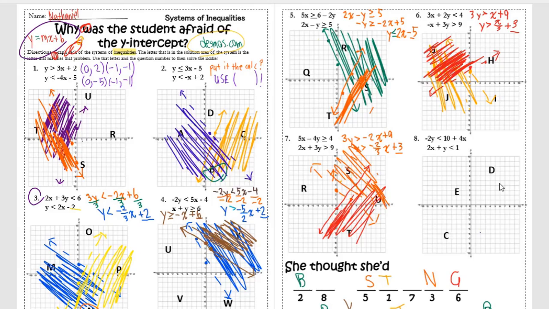As you can see, U lies in the intersection. So U is our answer for number 7.